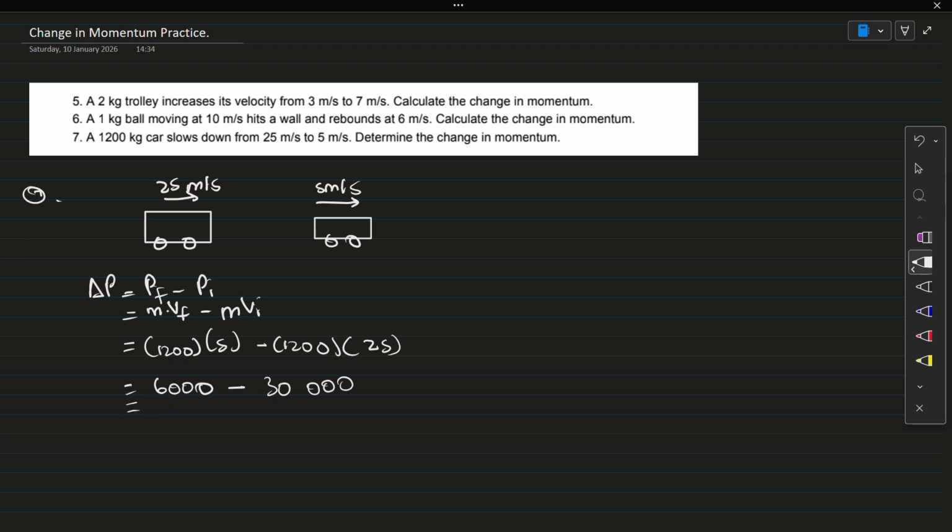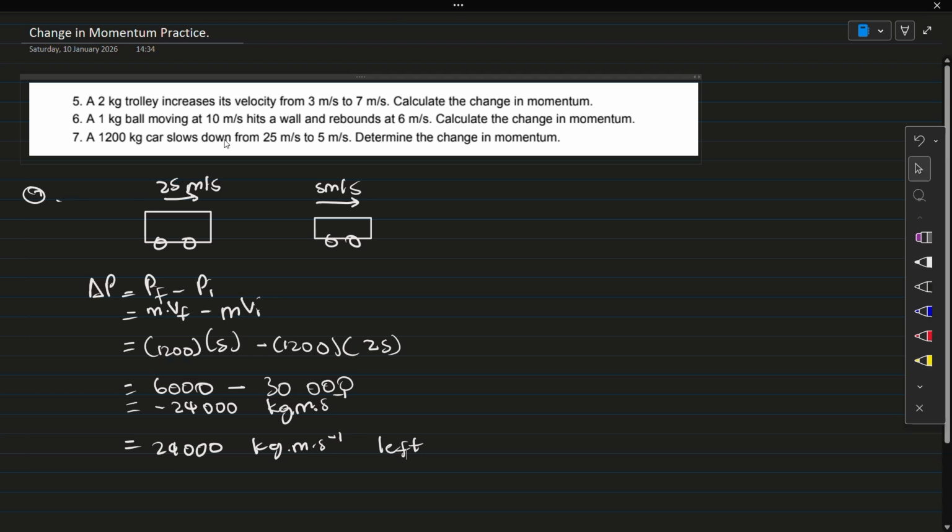6,000 minus 30,000 will be negative 24,000 kilogram meters per second. So you can just write it as 24,000 kilogram meters per second to the left, because it's negative. I hope you guys understand and you know how to solve this type of problem.